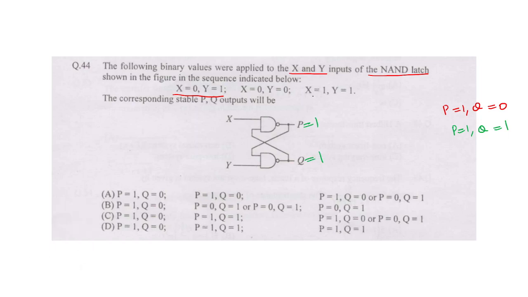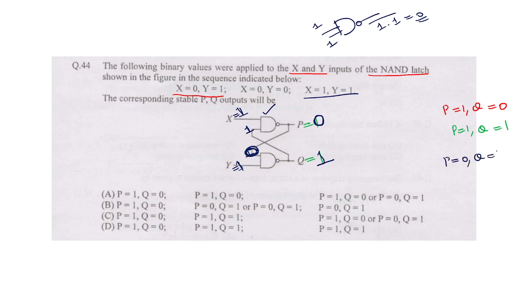Then what is our input that is applied? X equal to 1, y equal to 1. Now the inputs are also 1 here. For the NAND gate, both inputs are 1, so the output is 1 and 1 whole complement, which is equal to 0. Now which one will become 0 first? Assume that this output will become 0 first. Then this 0 will be applied here. Then 1 and 0 whole complement is 1. So P equal to 0, Q equal to 1 is one possibility.